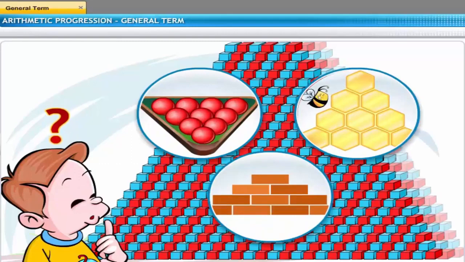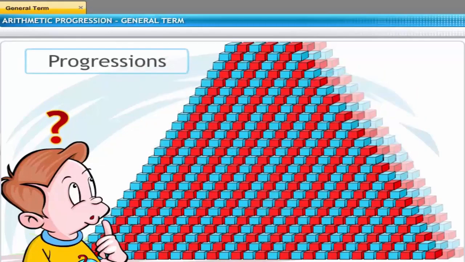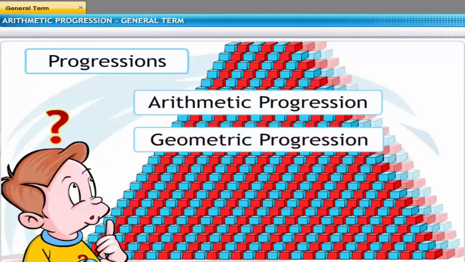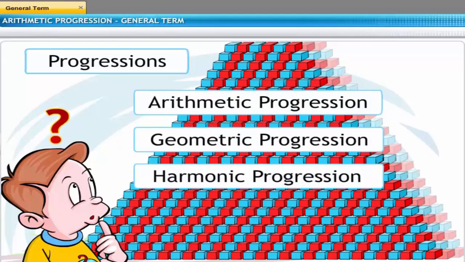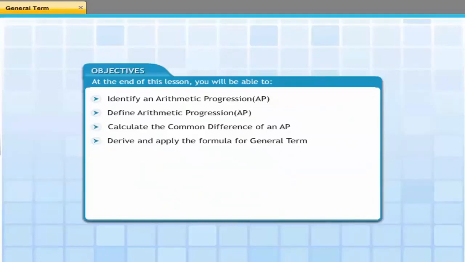You need to learn to analyze and predict patterns, also called progressions, to be able to resolve such problems. Progression can be arithmetic, geometric, or harmonic. In this lesson, you will learn about arithmetic progression. At the end of this lesson, you will be able to identify an arithmetic progression or AP, define arithmetic progression, calculate the common difference of an AP, and derive and apply the formula for general term.